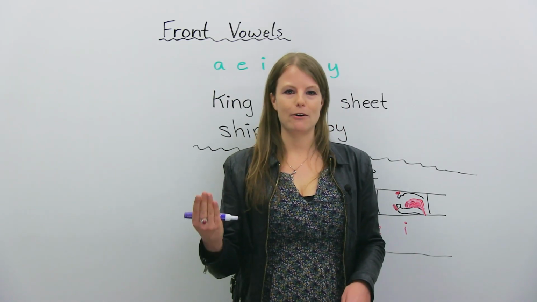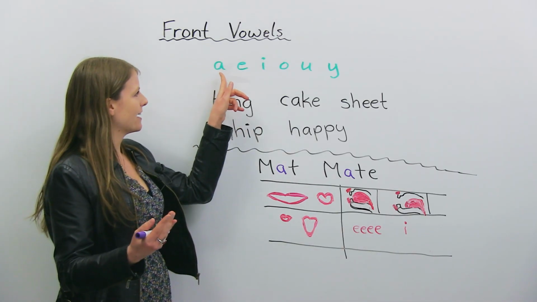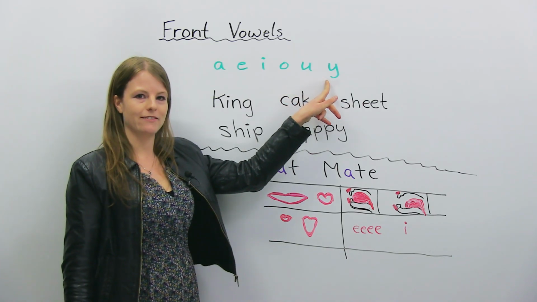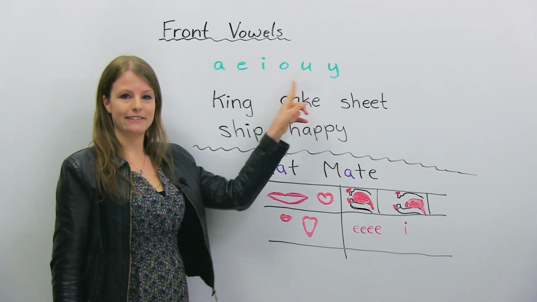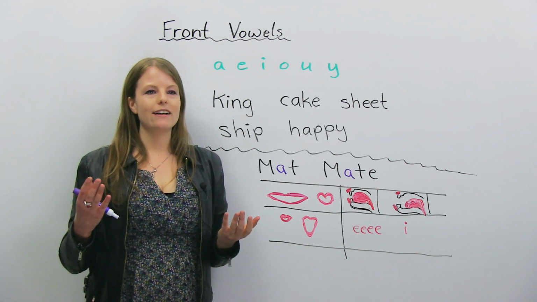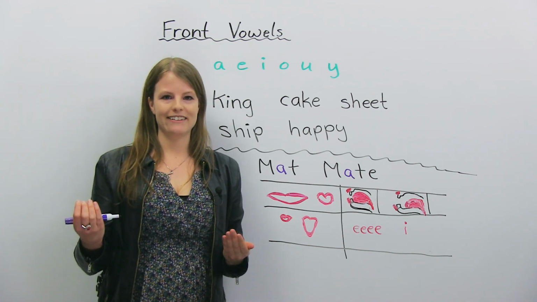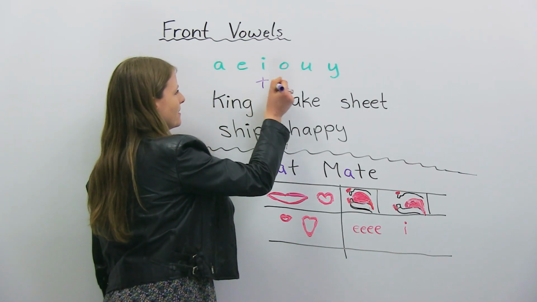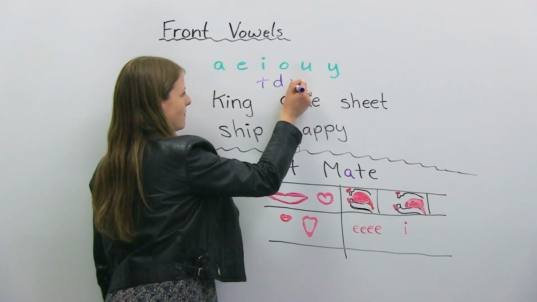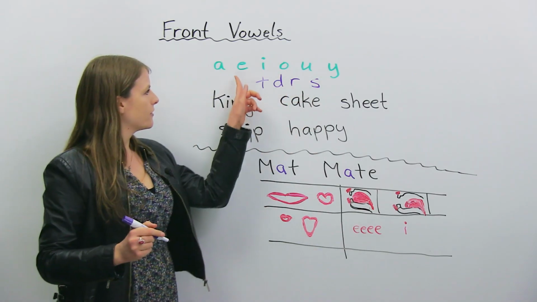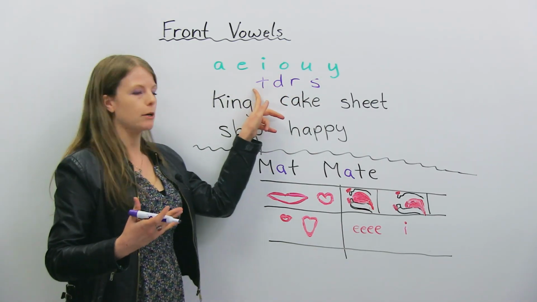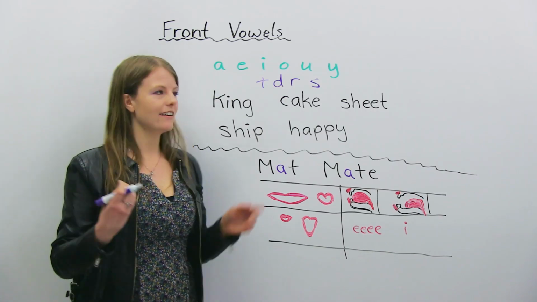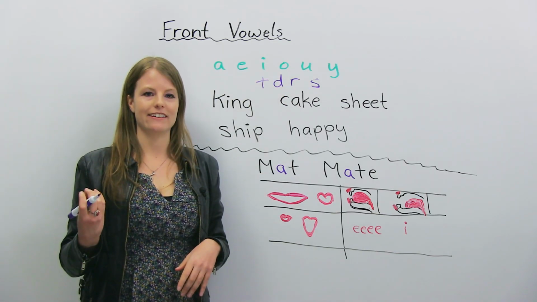So let me show you first what a vowel is. We have here A, E, I, O, U, and Y. In English, these are our vowels, okay? So they're different from consonants. A consonant is a sound such as T, D, R, S. So these are vowels in green, and what you see in purple, there's a lot more of them. They're consonants. So anything that is not one of these is called a consonant.